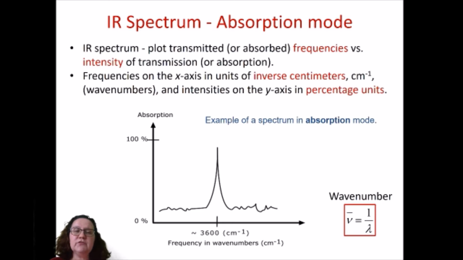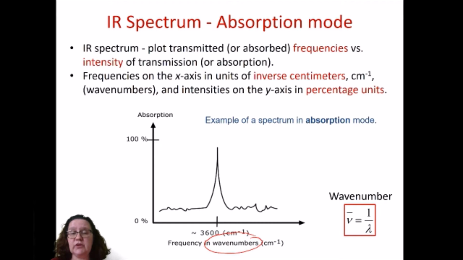There are two ways an infrared spectrum can be plotted. One is using absorption and the other one using transmittance. The one in this slide is an example of an absorption spectrum. On the x-axis, you have something called wave numbers. And wave numbers, in inverse centimeters, is the inverse of the wavelength.